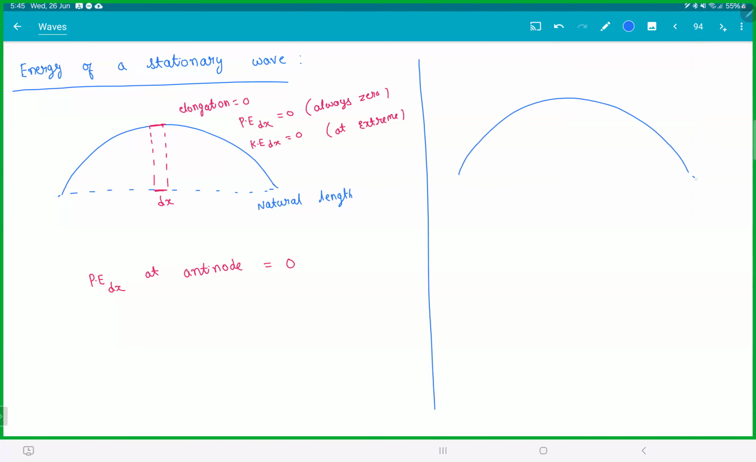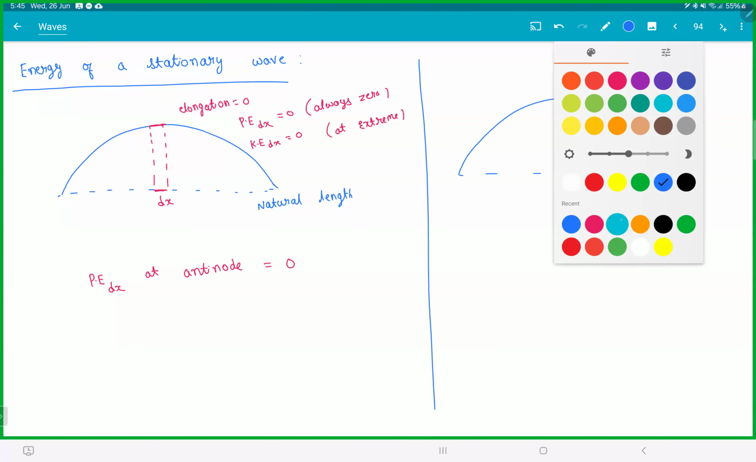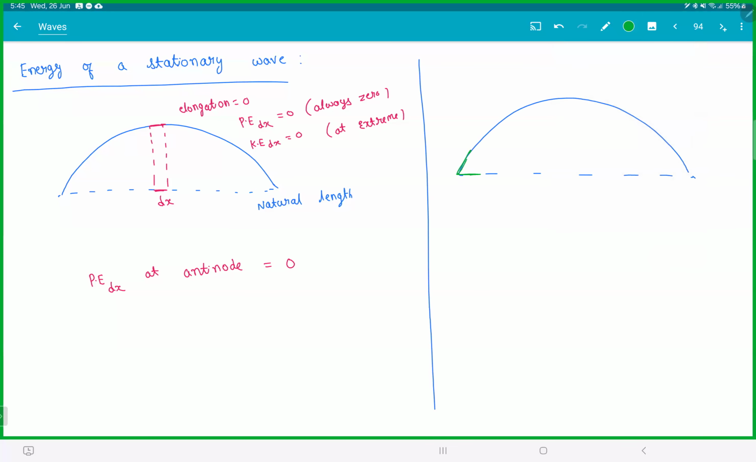Same thing. If you look at this segment here, this was dx. And if you look at this, this is maximum stretched. And if you look at this point here, kinetic energy at the node dx is always 0. Why? The point at the node never moves. The potential energy can change, and potential energy here is max. So kinetic energy at the node dx is always 0. And you can see clearly here, the total energy of a segment is not constant.